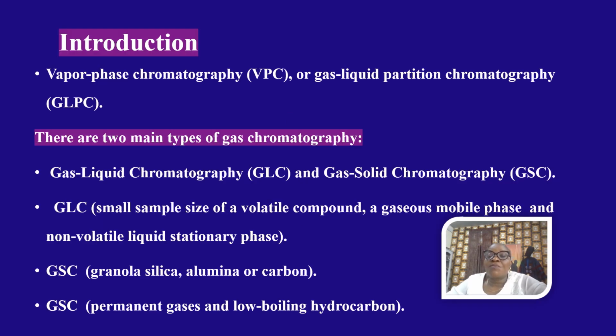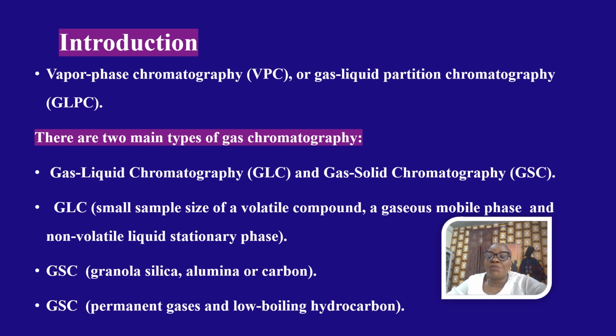Gas chromatography is sometimes known as vapor phase chromatography or gas liquid partition chromatography, GLPC. These alternative names, as well as their respective abbreviations, are frequently used in the scientific literature. Strictly speaking, gas liquid partition chromatography is the most correct terminology and is thus preferred by many authors.